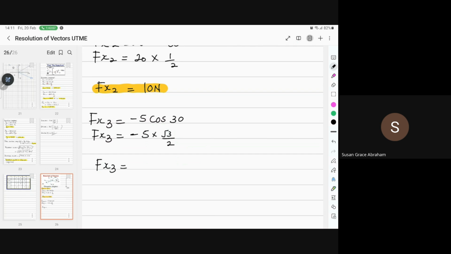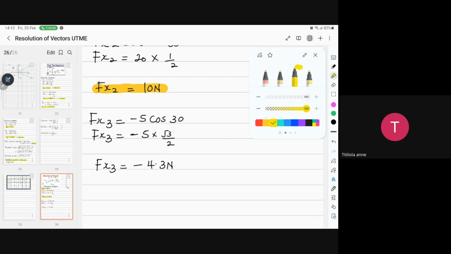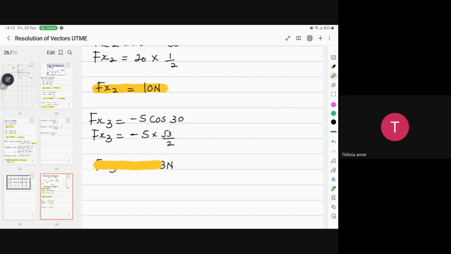Fx3 is equal to minus 5 times root 3 over 2. Minus 5 times root 3. Minus 4.3. I didn't hear you. Minus 4.3, okay. Is that what you said? 4.3. Okay, minus 4.3 Newton. All right, so that's what we have for Fx3.